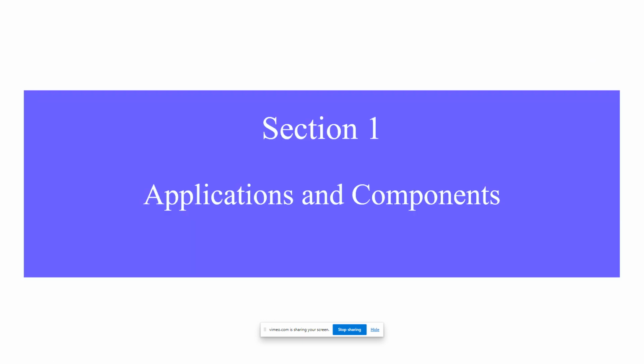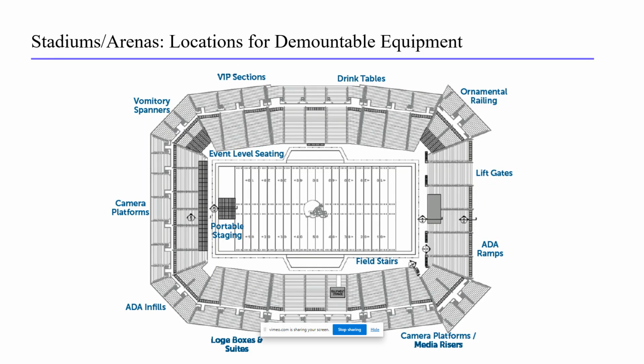So now let's move into the application and the components. Demountable systems can be used for many purposes in any facility. However, we have two common ones that we'll talk about here. That's sport arenas and performing arts venues. They require maximum flexibility for a variety of events they host. So the first type of facility we'll explore is a typical sports arena or football stadium that you see here.